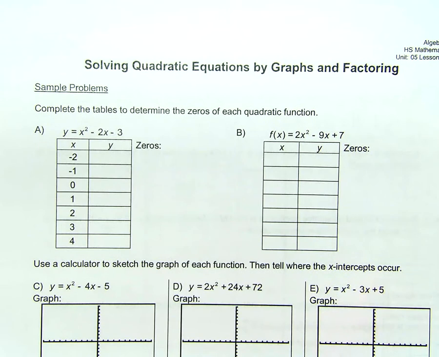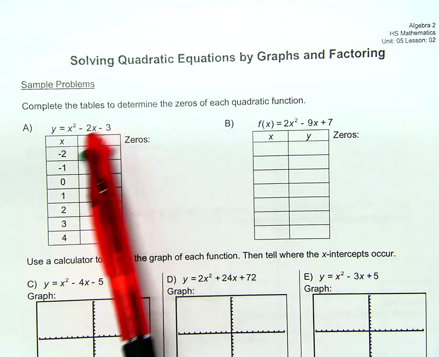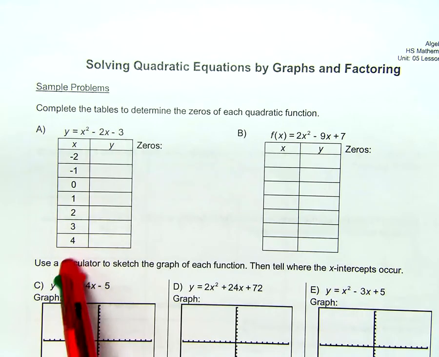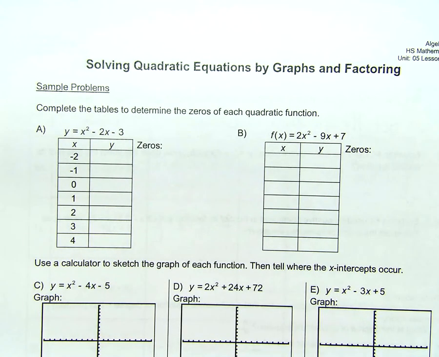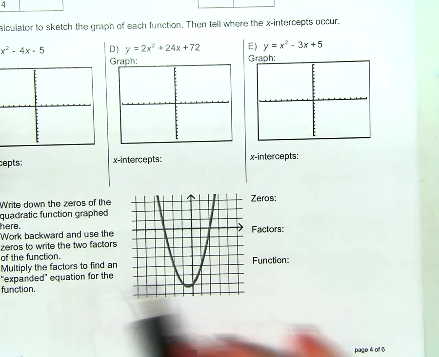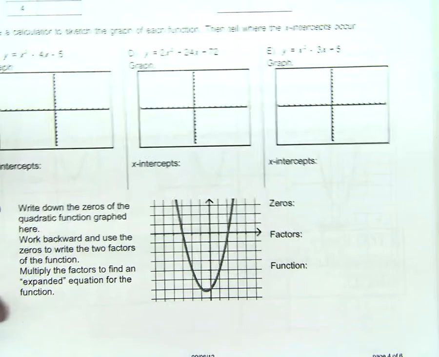Look at the next page at the sample problems. Look at problem number 1. Complete the table to determine the zeros of each quadratic function. If we complete the table, what are we going to actually find? Are we going to find the x-intercepts? So we have to know the difference in how to write the x-intercepts and how to write the zeros, don't we? Okay? For that reason, we're going to do F first, and then we'll go back and do A.